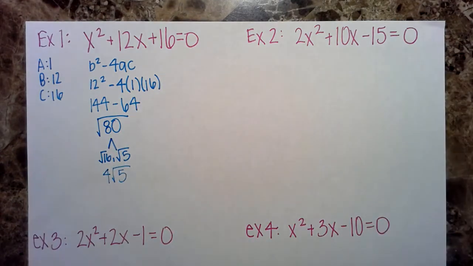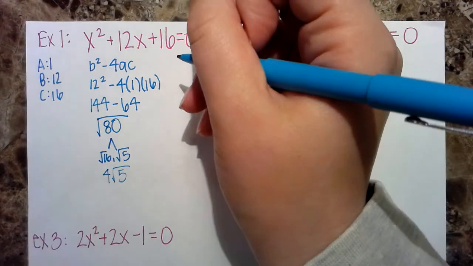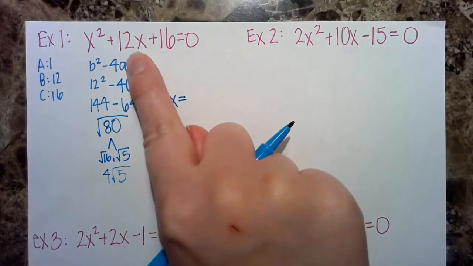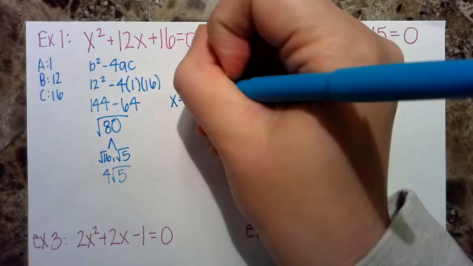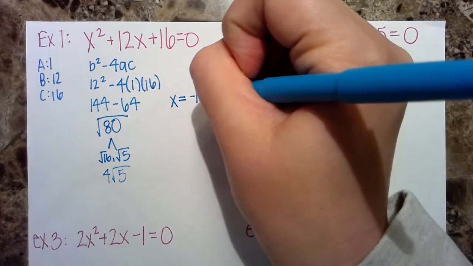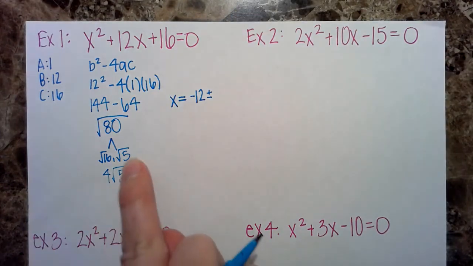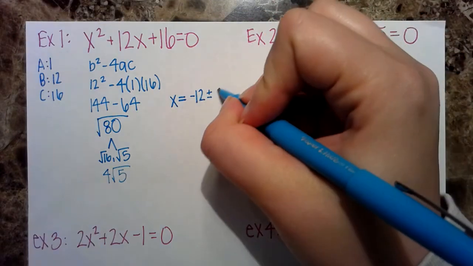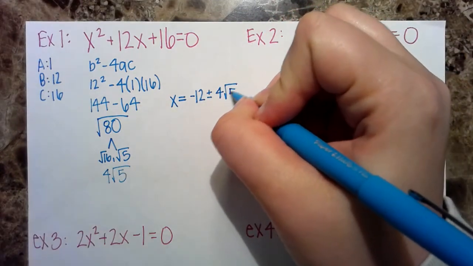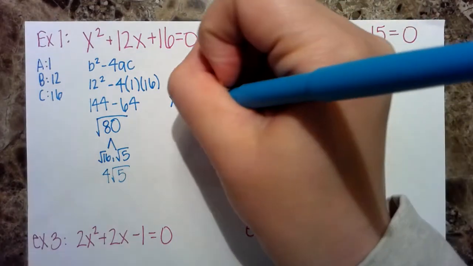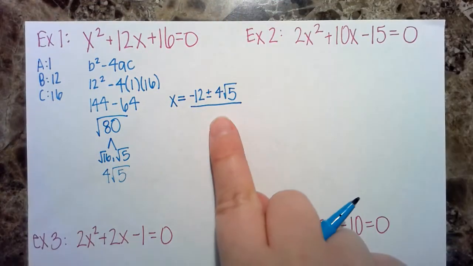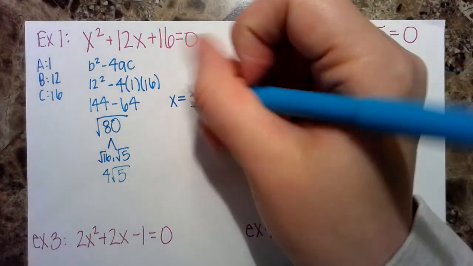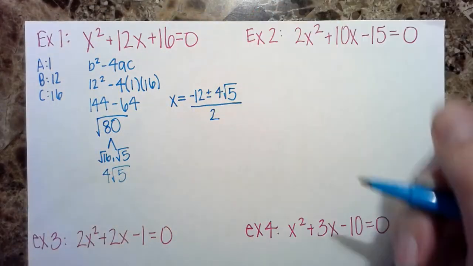So now what I'm going to do is take my quadratic formula. So I'm going to do x equals the opposite of b. So my opposite of my b, which is 12, is going to be a negative 12 plus or minus. I found my discriminant underneath the radical and it's already simplified. So I'm going to put 4 square root 5, all over 2 times a, because that's in my quadratic formula. So 2 times a, so 2 times 1 is 2.